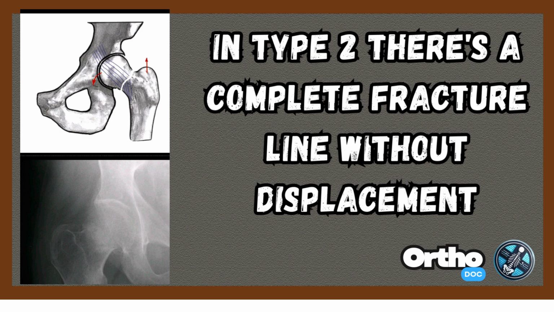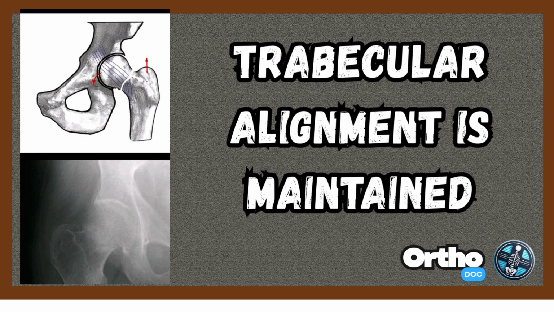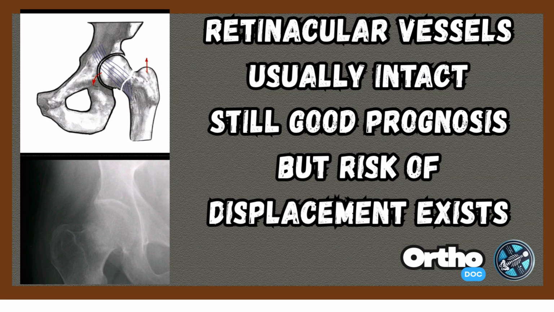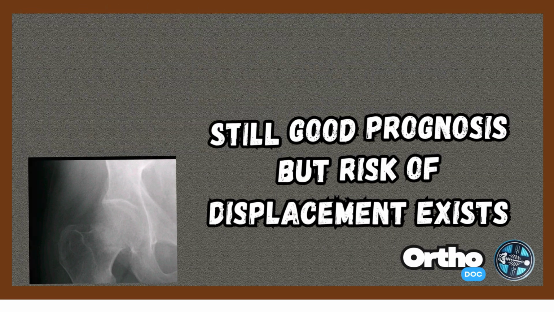Type 2. In Type 2 there's a complete fracture line without displacement. Trabecular alignment is maintained. Retinacular vessels usually intact. Still good prognosis but risk of displacement exists.